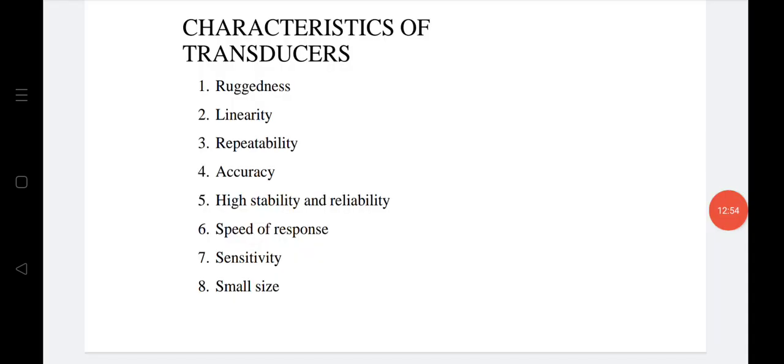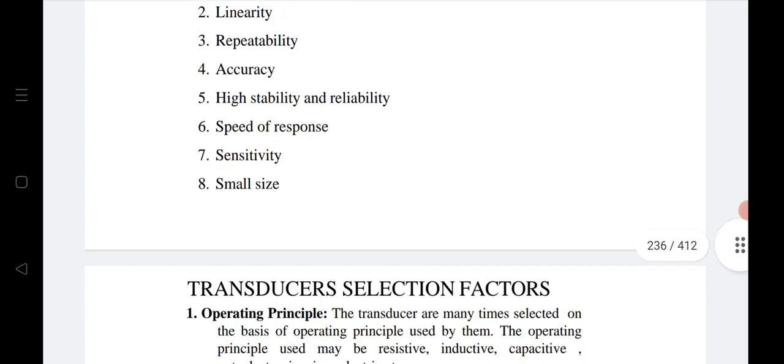So we have seen the definitions of the characteristics of your transducers. Once again, the characteristics of the transducers are your ruggedness, linearity, repeatability, accuracy, high stability and reliability, high speed of response, sensitivity and small size.